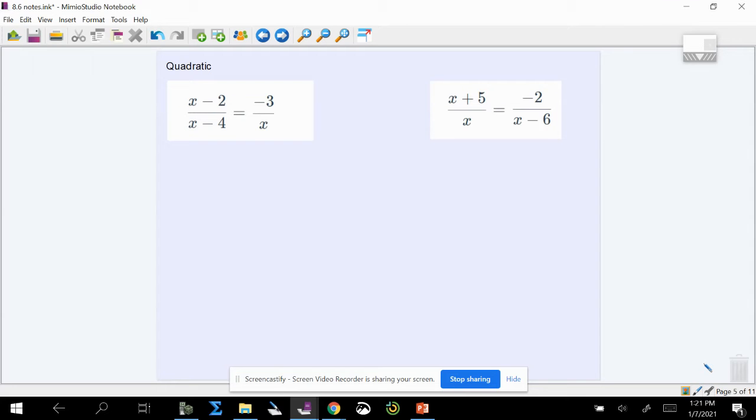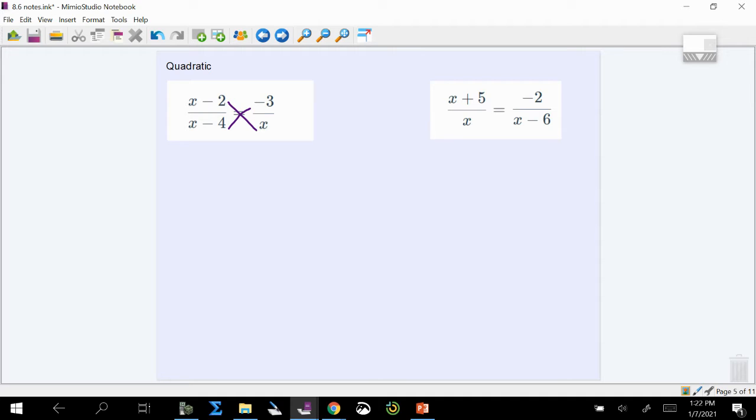Here we go, last video of the entire course, and it is just going to be finishing what we started in the previous video with solving proportions, solving rational equations. The only difference with these is we are going to end up with quadratic equations after we cross multiply. So you'll see how this turns out as we go.